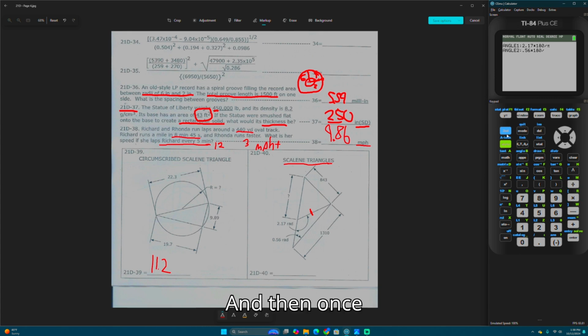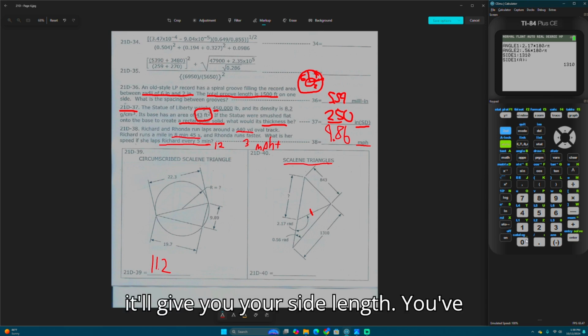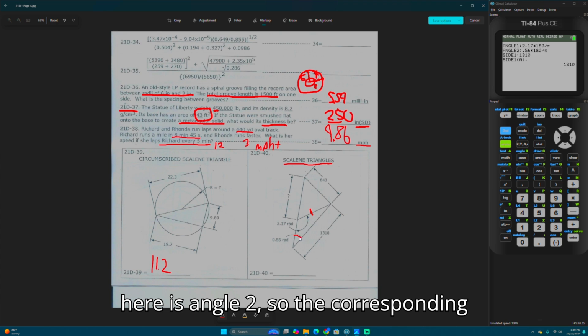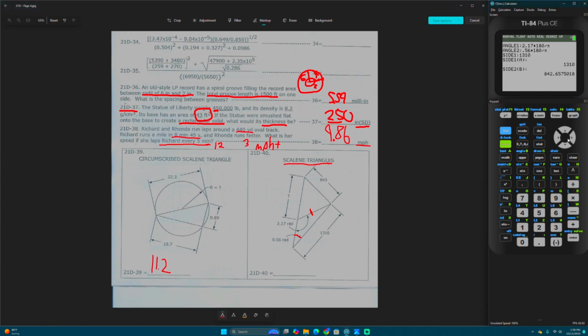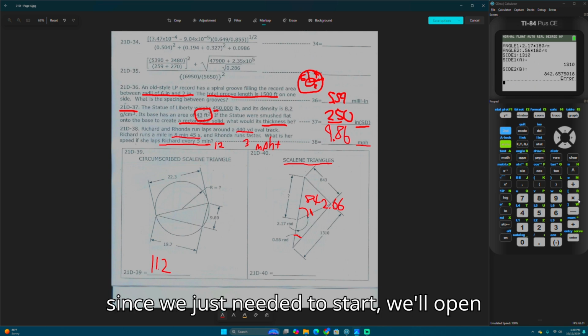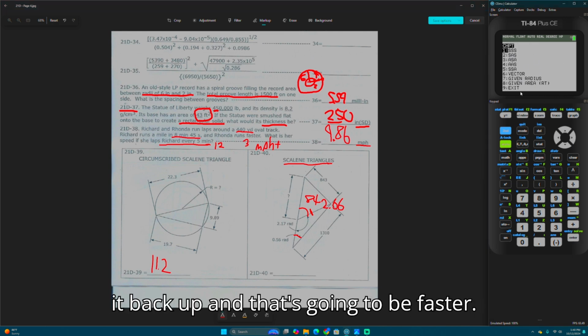And then once you do that, it'll give you your side length. You got to remember it's angle. This right here is angle 2. So the corresponding side that we're looking for is side 2, which is 842 yada yada yada. 842.66. We'll quit the program. And now, like normally I run through, but since we just needed to start, we'll open it back up, and that's going to be faster.